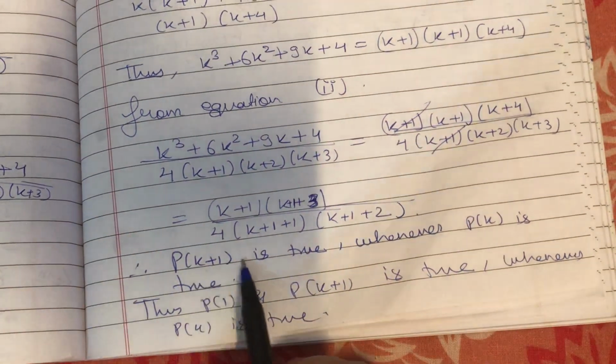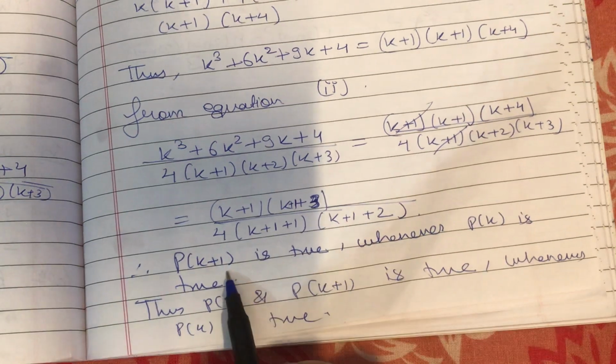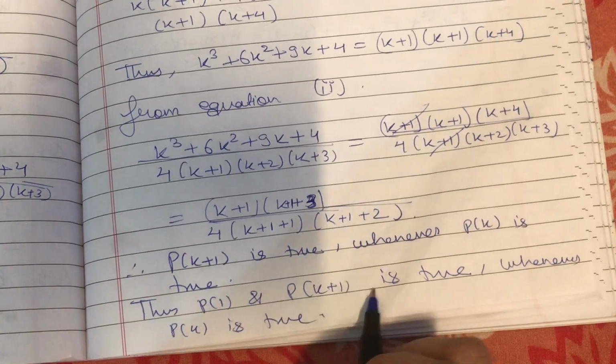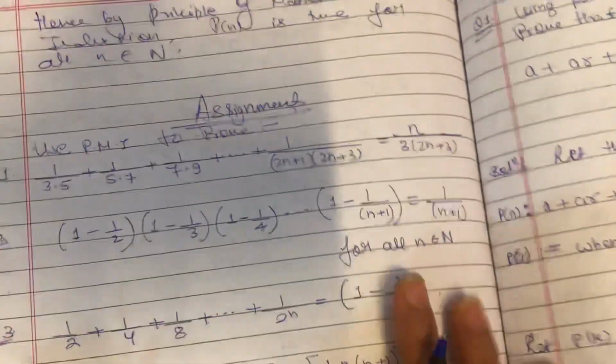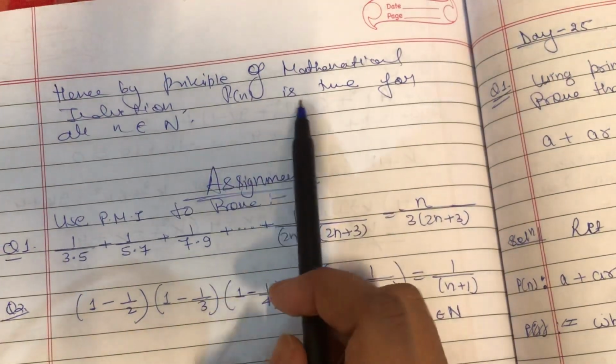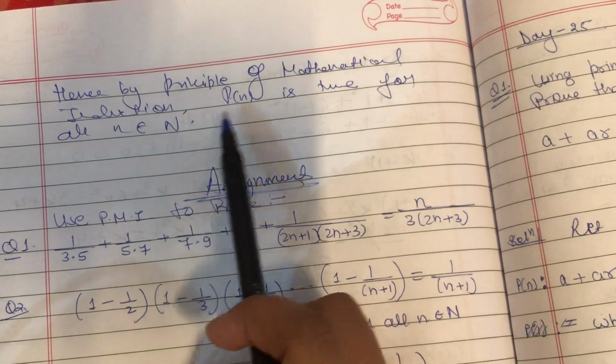So I can say that Pk plus 1 is true whenever Pk is true. Thus P1 is true, and Pk plus 1 is true whenever Pk is true. So using PMI, I can say that Pn is true for all n belonging to natural numbers.